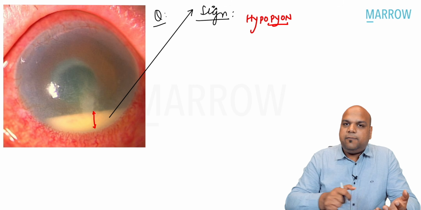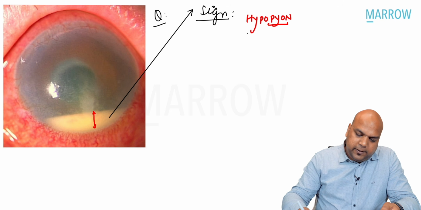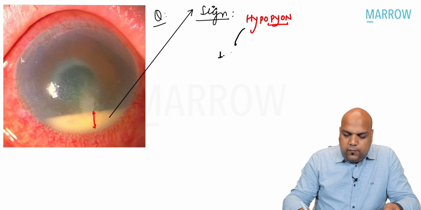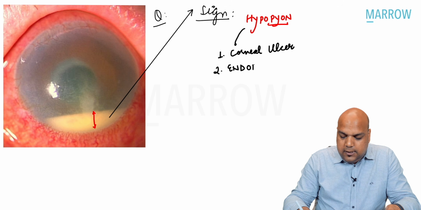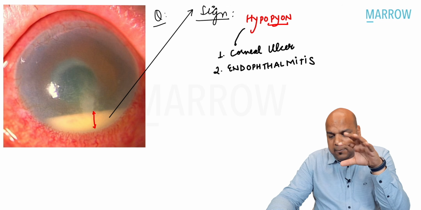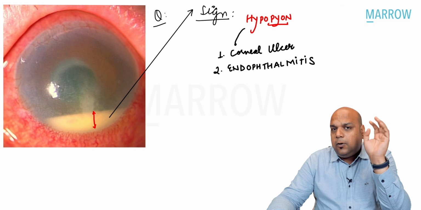Now, if I ask you what is the differential diagnosis of a hypopyon, meaning what are the causes of a hypopyon, or what can be the causes? See, obviously, first of all, it has to be an infection for pus. So we know hypopyon is seen in cases of corneal ulcer. Where else can you see a hypopyon? One very important cause is endophthalmitis. Yes, these are the two that come to the top of my mind. Hypopyon can be seen in a lot of other cases also, but these are the two differential diagnoses that come at the top of my mind.